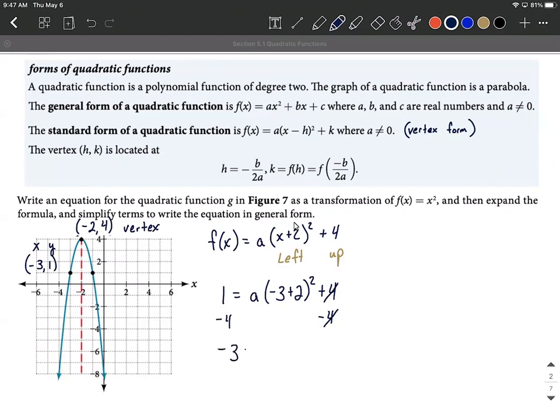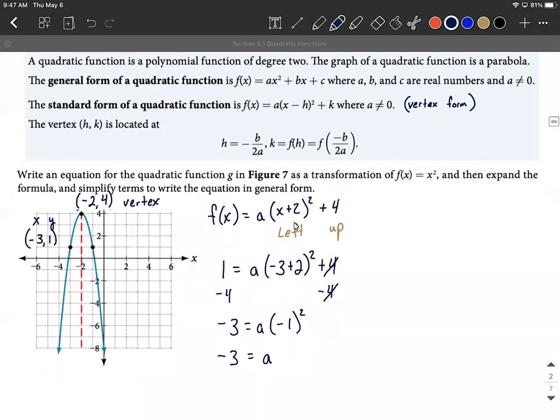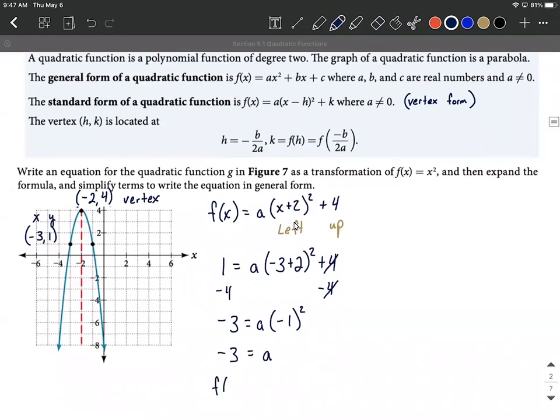So we have -3 equals a times, a little bit of simplifying here inside the parentheses, -3 + 2 makes -1. And as we square it, that's going to be a multiplied by 1 on the right-hand side, or just a. All right, therefore, now that we found a, we can plug that back into the function we created, put a -3 in for a: -3 times (x + 2) quantity squared, +4.